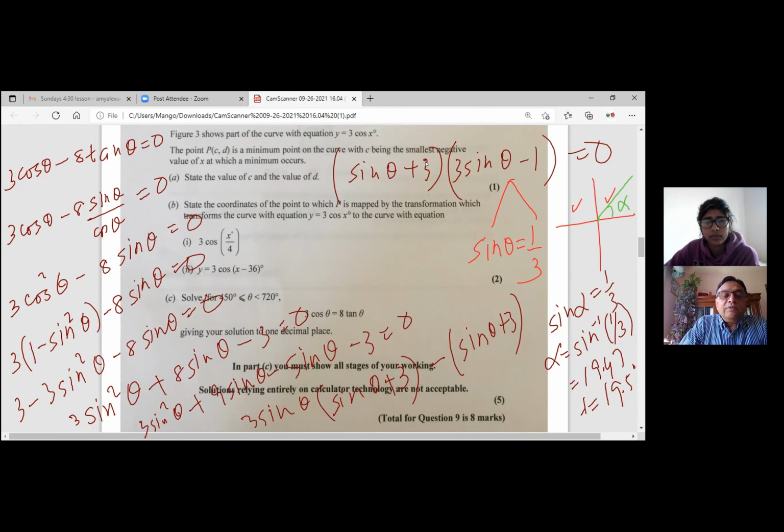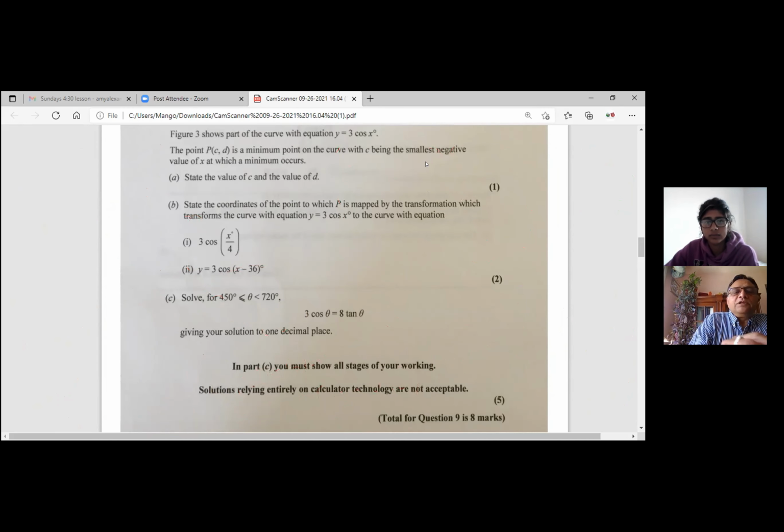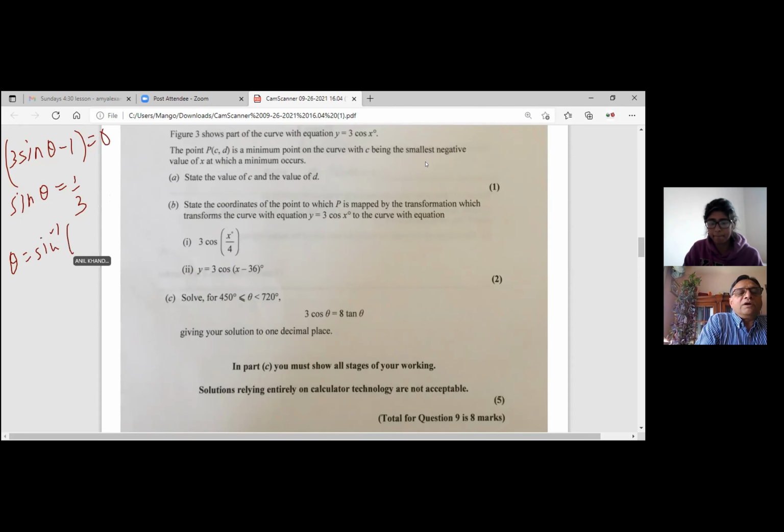But remember, we are working in a domain which is from 450 to 720, right? So we'll look into this also. But first, let's find the related acute angle. 19.5 degrees, correct? So let me erase this and rework. We found that 3 sine theta minus 1 equals 0 gives us sine theta equals 1/3. So alpha is sine inverse of 1/3. I should not write theta, I'm working on the acute angle alpha.